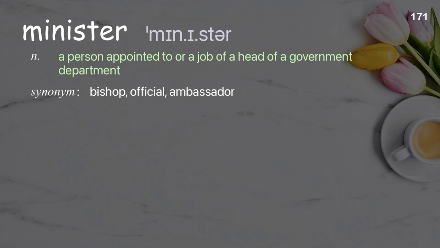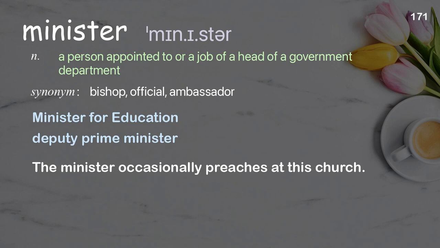Minister. A person appointed to or a job of a head of a government department. Examples. Minister for Education. Deputy Prime Minister. The minister occasionally preaches at this church.